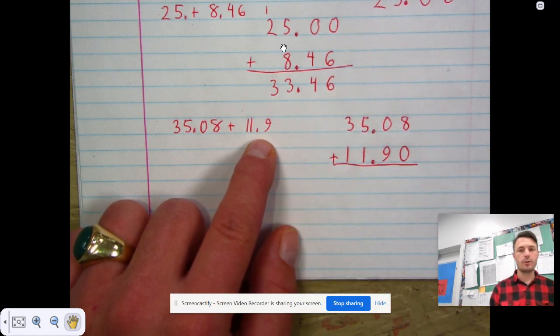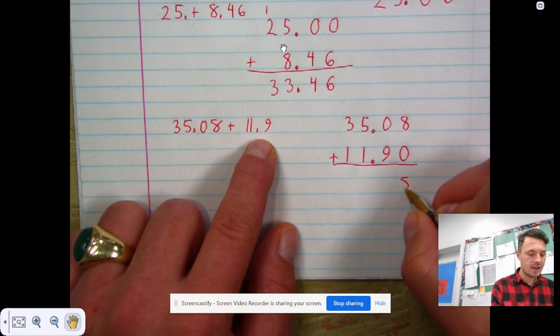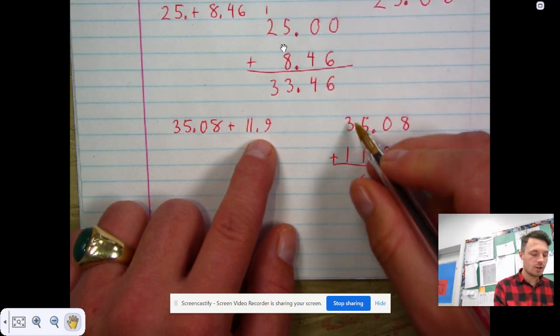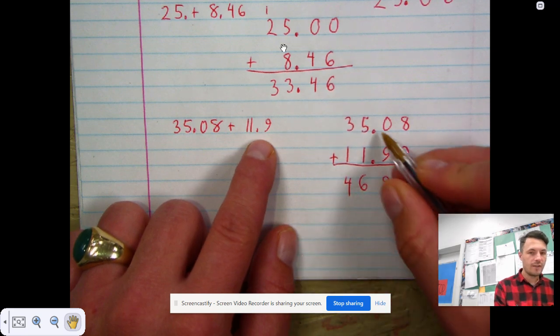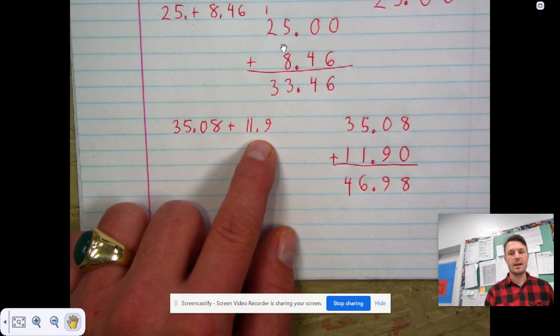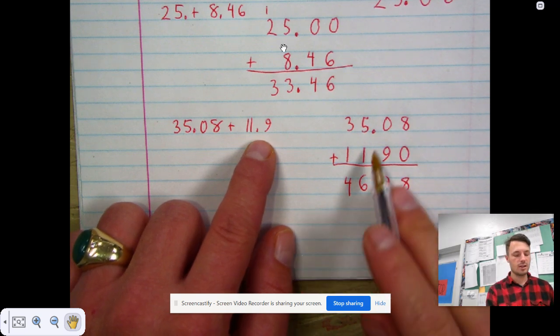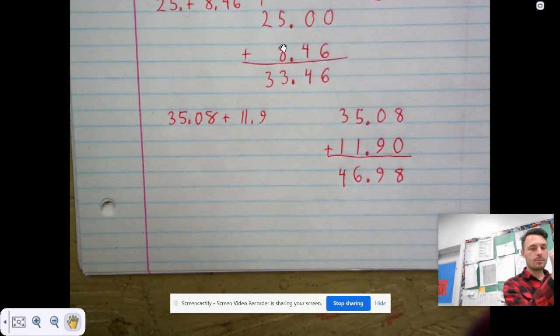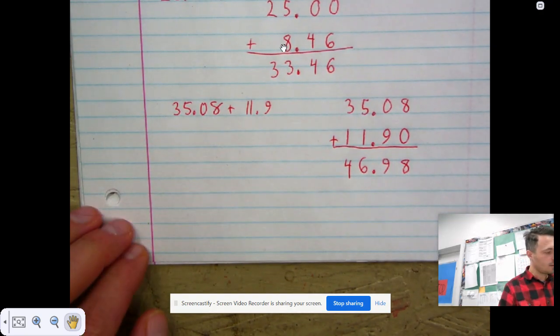Now we add them together. 8 plus 0 is 8. 9 plus 0 is 9. 5 plus 1 is 6. 3 plus 1 is 4. And then the decimal point drops down into the sum, lined up exactly in a line with where it is in both addends. Let's do one more example since we have a little bit more room on the page.